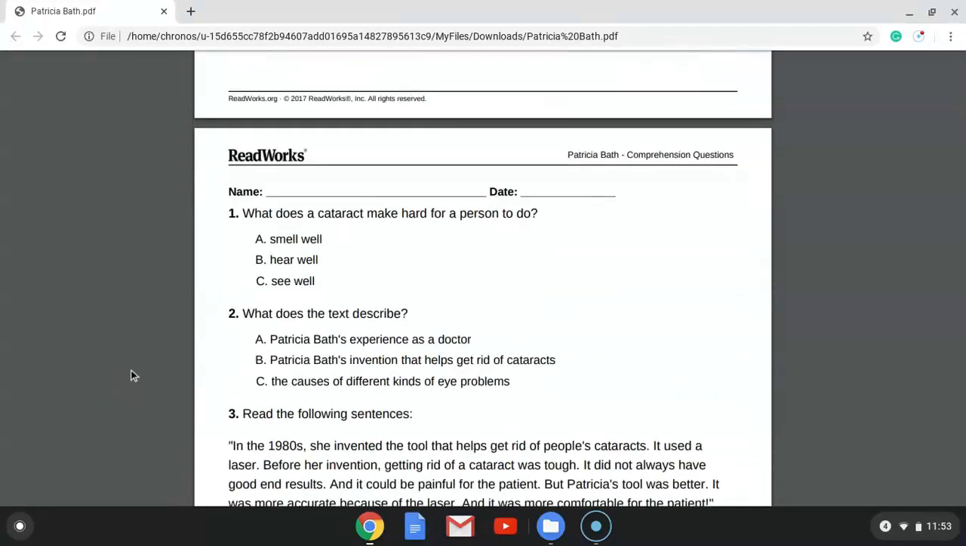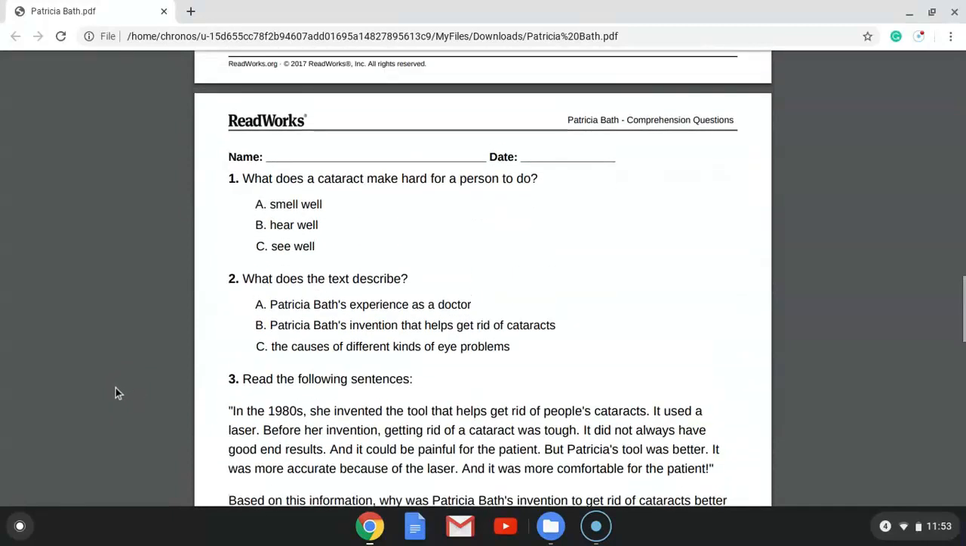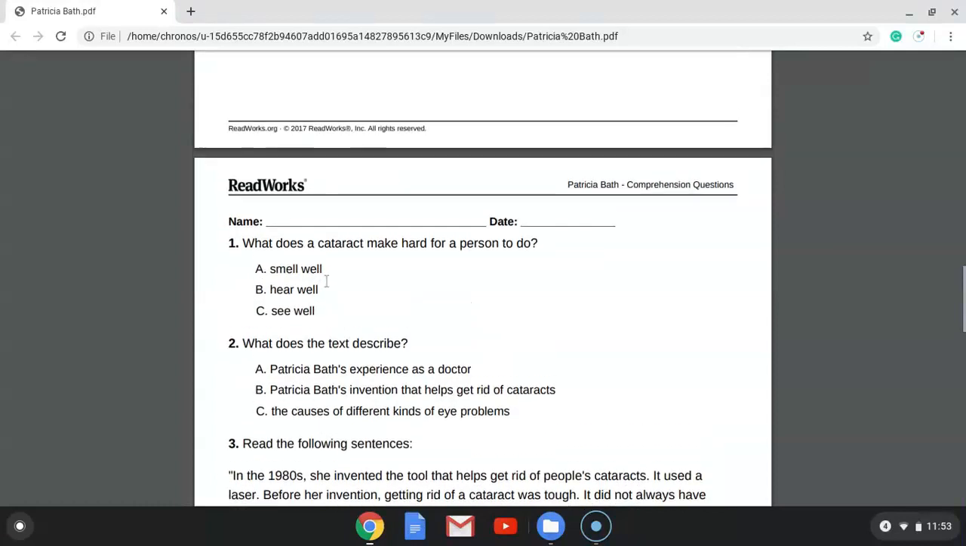Right here are our comprehension questions. I will model question 1, and you will do the remaining questions on your own. Question 1 asks, what does a cataract make hard for a person to do? A, smell well. B, hear well. C, see well. Let's go and look back through the text for that word, cataract.